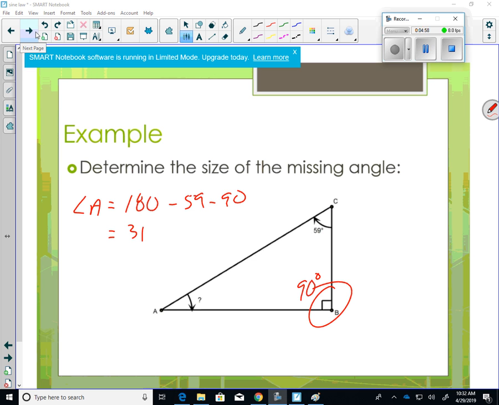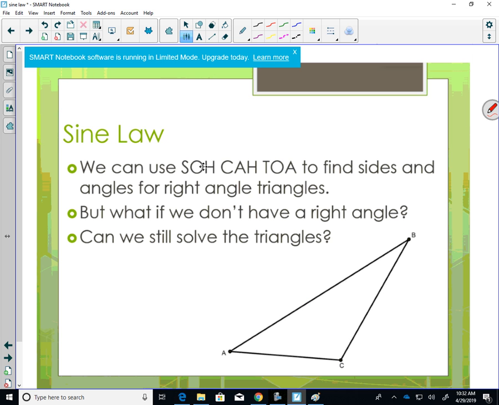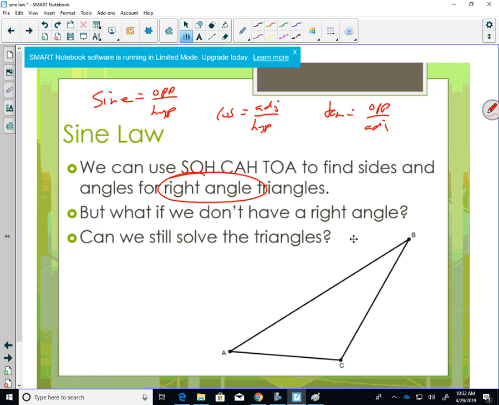Okay. So I heard someone say something about SOHCAHTOA. You can use SOHCAHTOA to find sides and angles, but only for right triangles. SOHCAHTOA stands for sine equals opposite over hypotenuse. Cosine is adjacent over hypotenuse, and tangent is opposite over adjacent. You can't use any of those because this is not a right triangle.